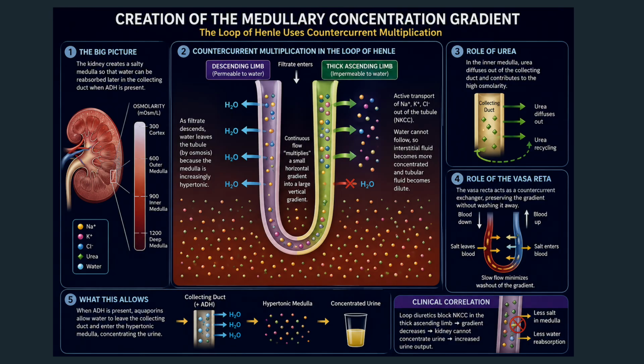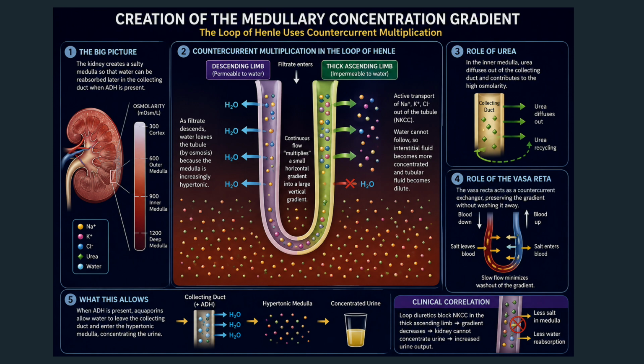Clinically, this physiology becomes very important. Loop diuretics block the NKCC2 transporter in the thick ascending limb, and as a result, the kidney cannot establish the medullary concentration gradient effectively, or the medullary concentration gradient is disrupted. Without this gradient, water reabsorption decreases and urine output increases. And this is why loop diuretics are such powerful diuretics.